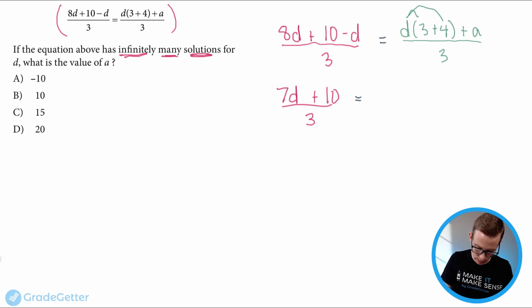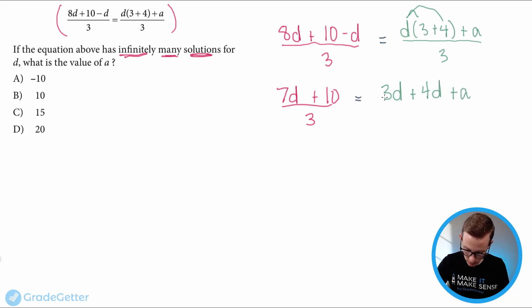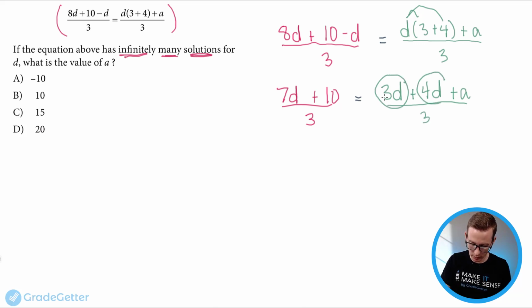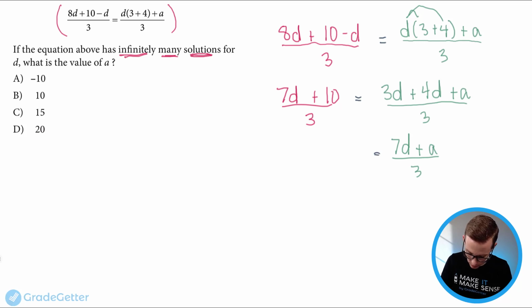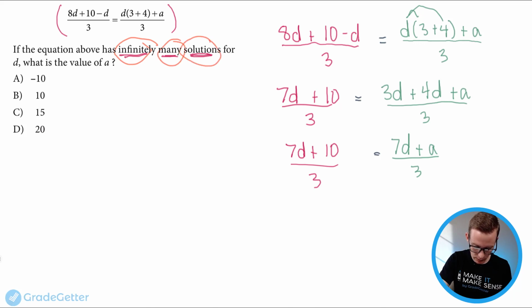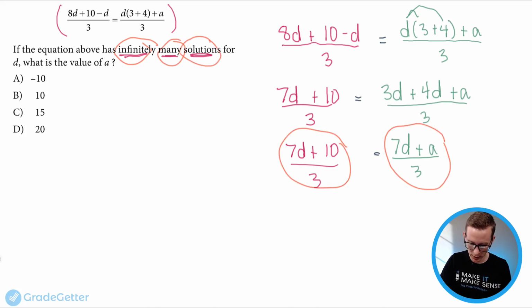So D times 3 is 3D, and then D times 4 is 4D, plus my A, all over 3. And again, I could simplify this even more. I could combine like terms here. 3D plus 4D is 7D. So 7D plus A all over 3 still equals the left-hand side of my equation. Okay, now remember, for it to have infinitely many solutions, the left-hand side of my equation needs to equal the right-hand side of my equation.